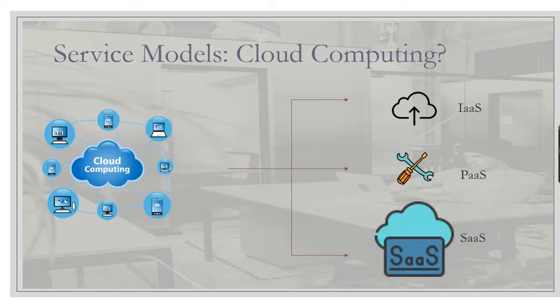Now, service models. If I talk about service models, there are mainly three service models of cloud computing. One is SaaS, that is software as a service. The second is platform as a service, and then infrastructure as a service. So let's see what software as a service is.